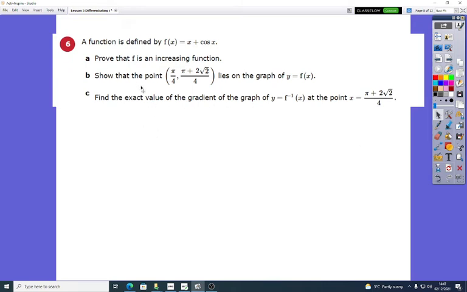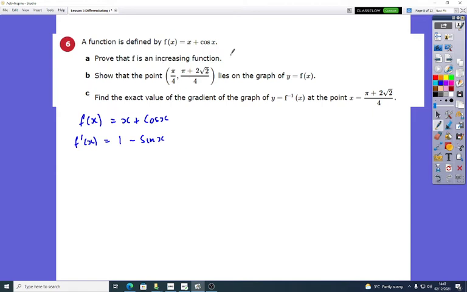Okay, so let's have a look at this question here. We've got f of x equals x plus cos x. Now if we're going to differentiate that, x goes to 1, cos goes to minus sine x. Now we've got to prove f of x is an increasing function.